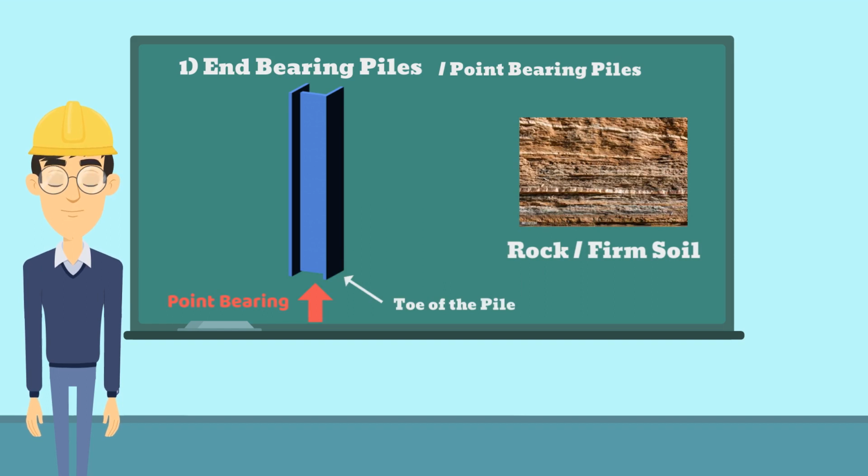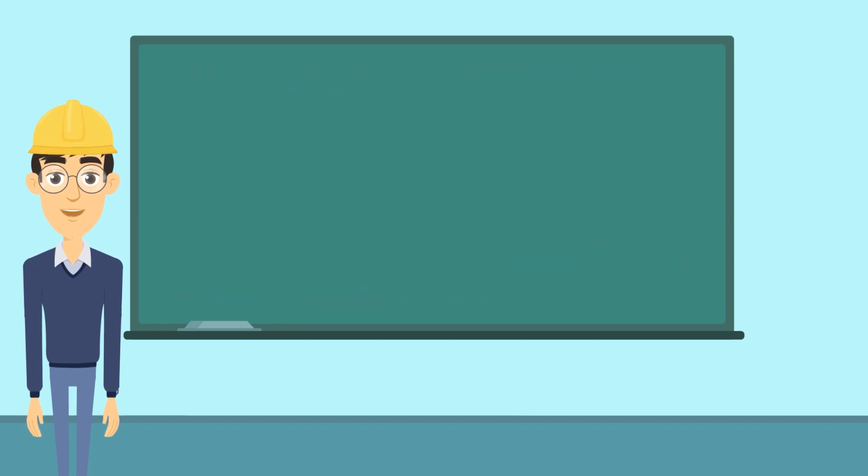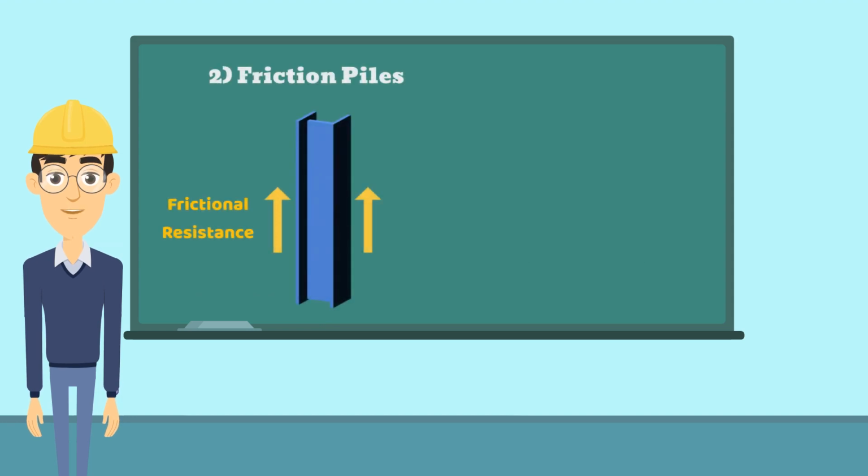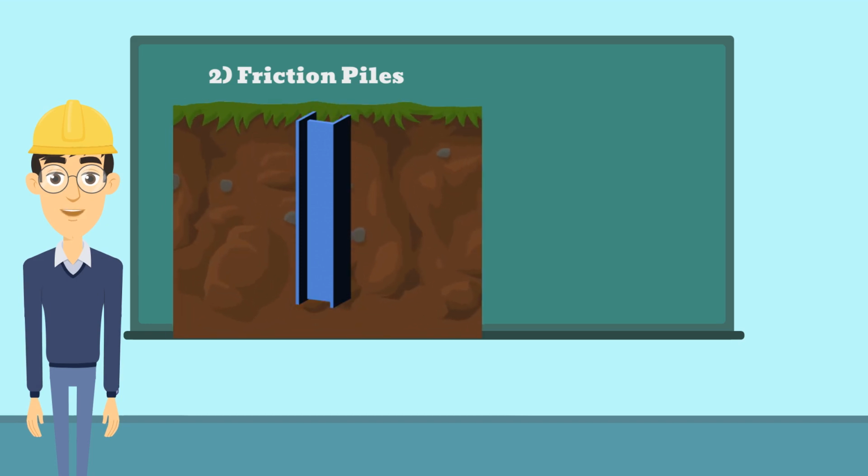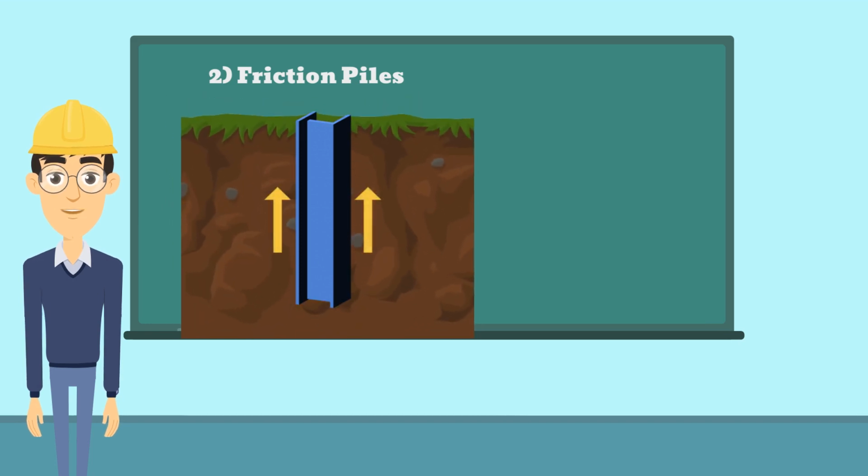For the friction piles, which are usually used when the firm soil or bedrock is at a considerable depth. In this case, the piles will transmit the load of the structure to the soil by skin friction between the soil and the pile.